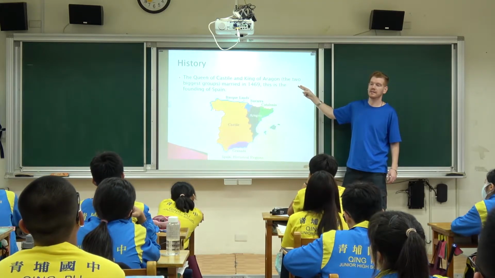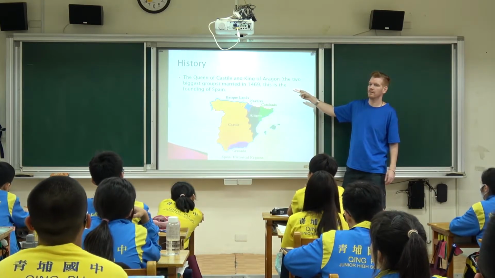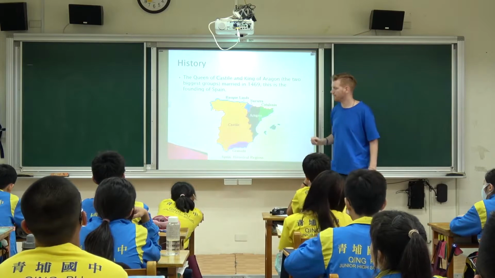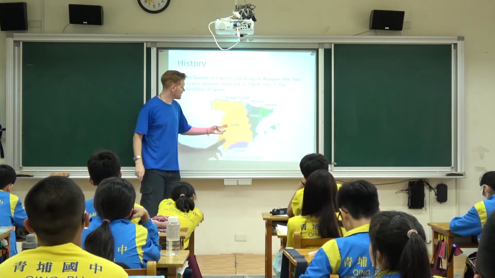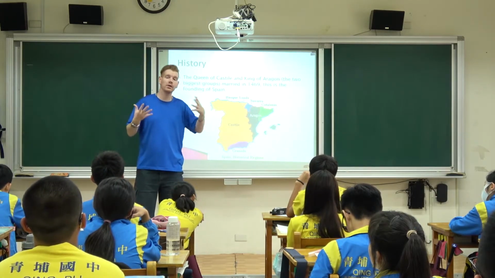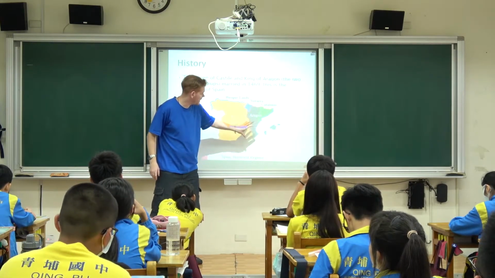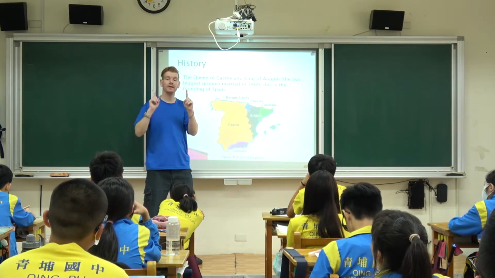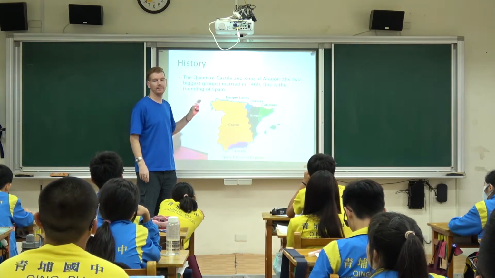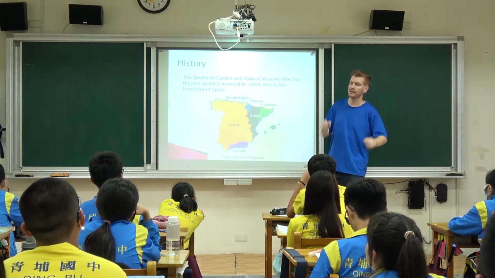The Queen of Castile and King of Aragon married in 1469. This is the founding of Spain. So the two big groups, Castile and Aragon, their king and queen got married. So most of Spain now had one king, one queen. So this is the start of Spain. Most of Spain, now one king, one queen.